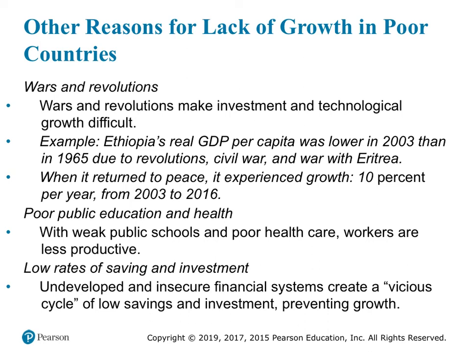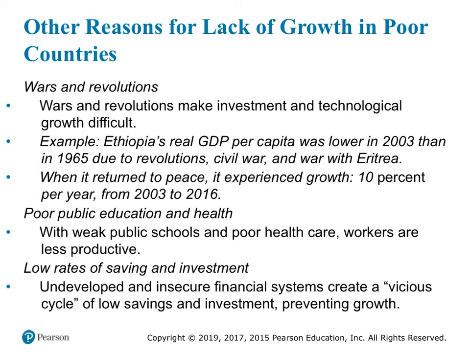If a country is in a war, the general public, entrepreneurs there, usually don't decide that's a good time for them to open up their business. They hold back since things are uncertain, and also foreign investors hold back too, or they take their money out. So we see Ethiopia's real GDP per capita was lower in 2003 than in 1965 due to revolution, civil wars, and other wars. But when it returned to peace and stability, they had a lot of growth, actually 10% per year from 2003 to 2016.